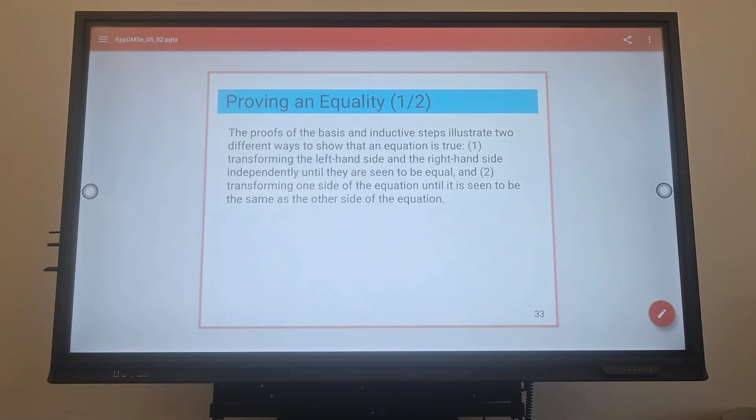The proofs of the basis and inductive steps illustrate two different ways to show that an equation is true. One, transforming the left-hand side and the right-hand side independently until they are seen to be equal. And two, transforming one side of the equation until it is seen to be the same as the other side of the equation.